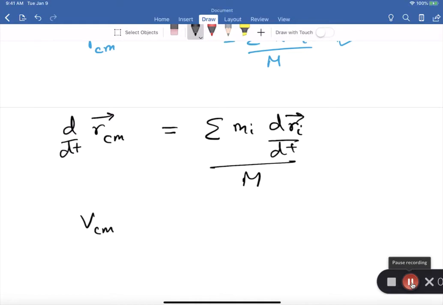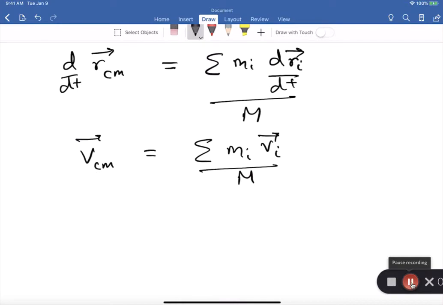So the velocity of the center of mass is equal to summation mi times, what is dri/dt? ri is the position of the ith particle, so dri/dt is just the velocity of the ith particle: mi vi divided by M. And if you want, you can multiply both sides by capital M to get this equation: M vcm is equal to summation mi vi.